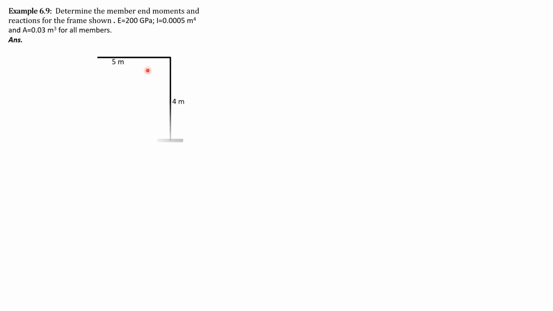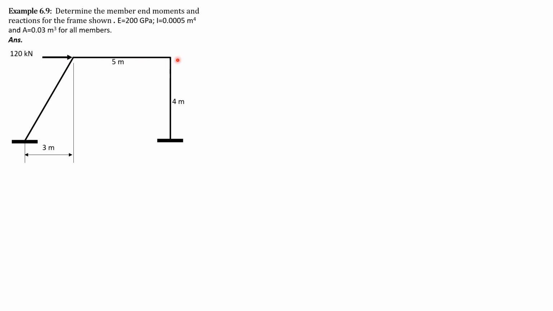This is example 6.9. Determine the member forces, moments, and reactions for the frame shown. If the load is acting at a joint, then there's no need to compute the fixed forces. All members will have no fixed forces. Like this one, if we make this node 1 and node 2, then the only force at node 2 would be the axial or horizontal load, which is 120. The rest will be 0.